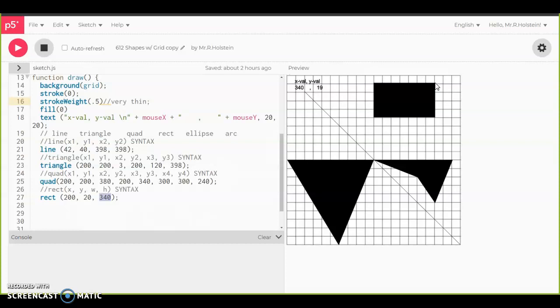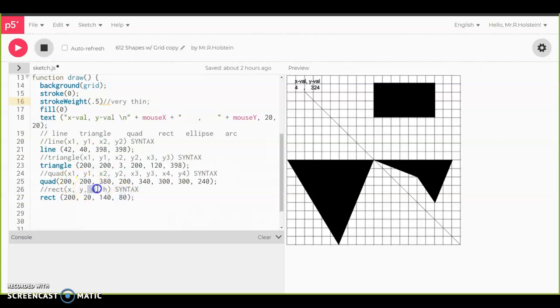340, I have to subtract to get the difference, because what I'm putting is a width. 340 minus 200 is 140. And now from 20 down to 100, 100 minus 20 is 80 pixels further along. So now I actually put width and height.